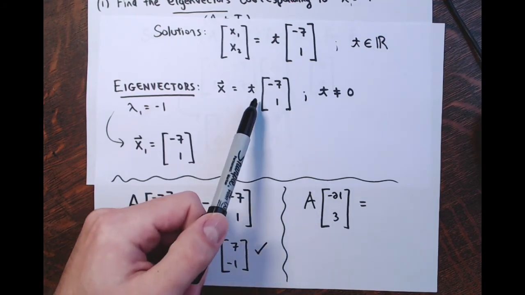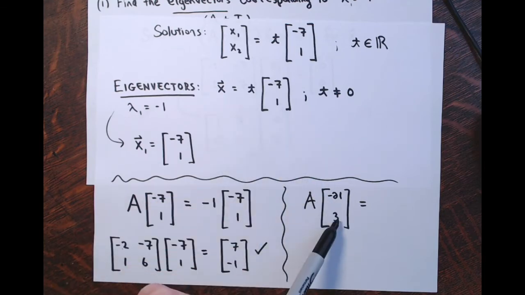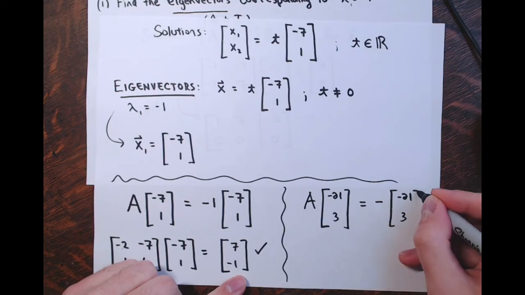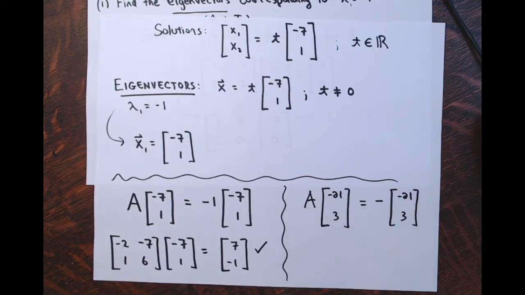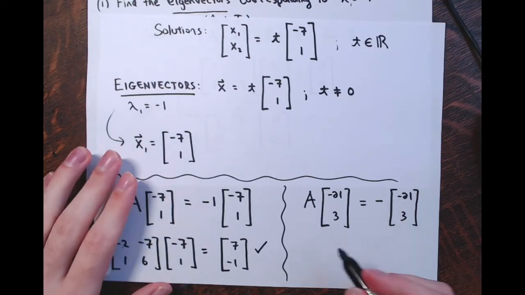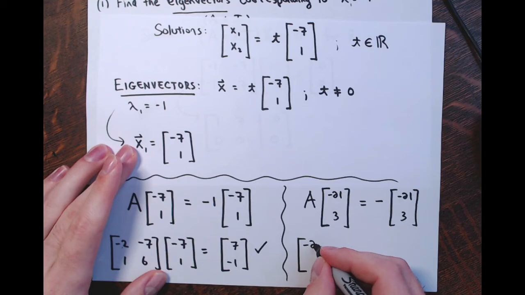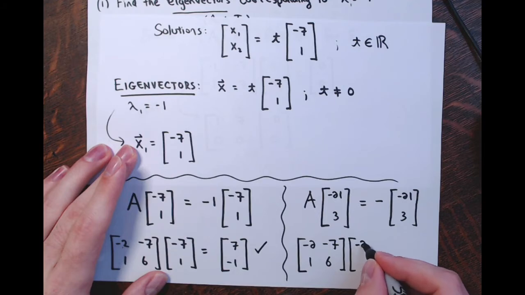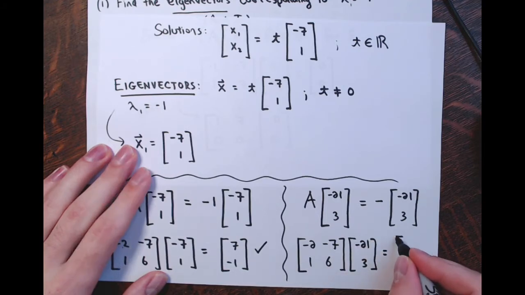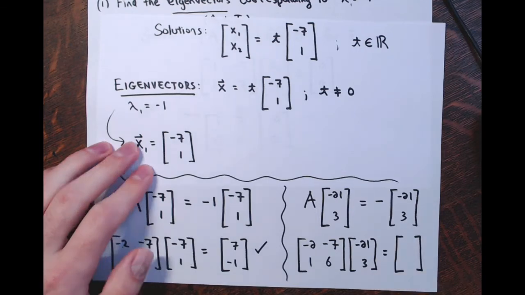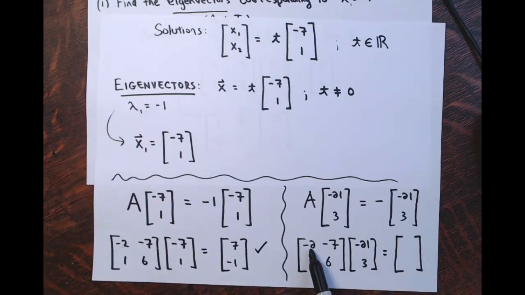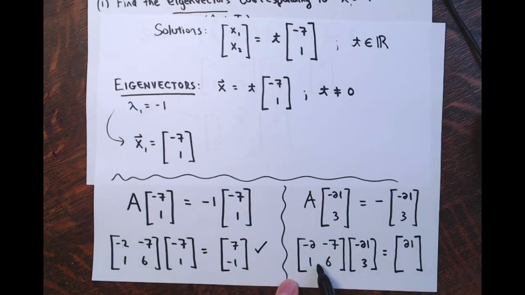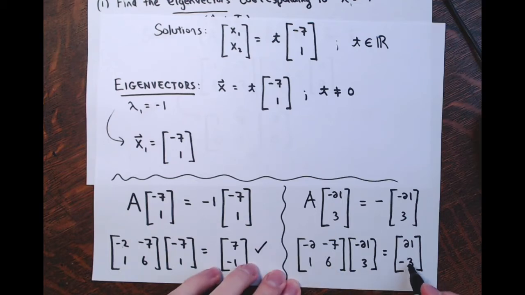A times negative 21, 3, just 3 times this, should be equal to negative 1 times negative 21, 3. This is also an eigenvector corresponding to lambda equals negative 1. So I should get positive 21, negative 3. Well, let's see. I take the matrix A, negative 2, negative 7, 1, 6, multiply by negative 21, 3, and I should get positive 21, negative 3. Well, that's 42 minus 21, that's positive 21. Look at that. And then negative 21 plus 18, negative 3. Look at that. Amazing.